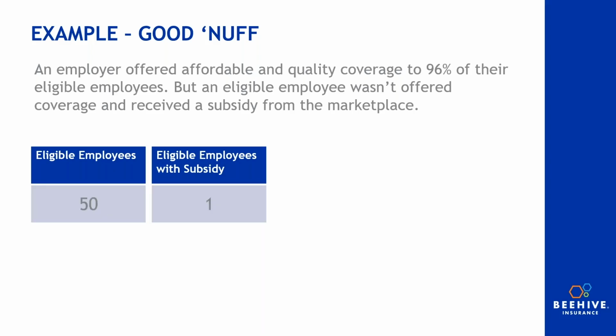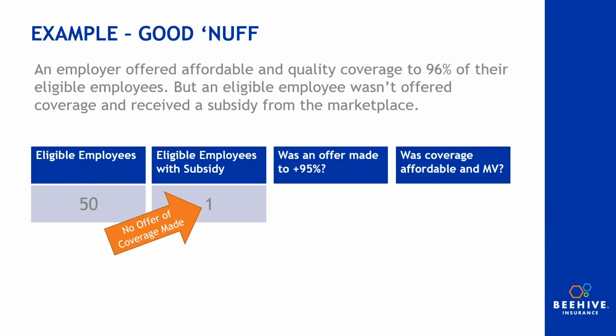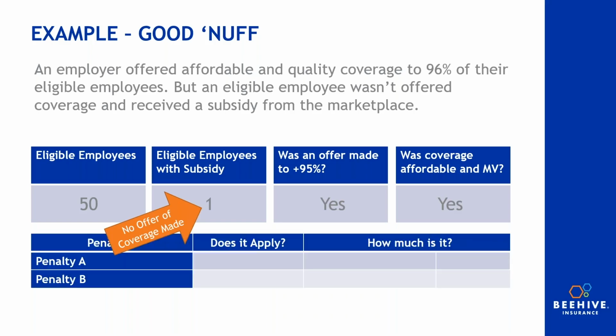So this employer has 50 eligible employees and one received a subsidy. And no offer of coverage was made to this one employee. We still get to answer yes to our other penalty questions of was an offer made to at least 95% and was coverage affordable and minimum value. Because no offer of coverage was made to this one employee, we may encounter a penalty. So let's calculate what our penalties are. Again, we're going to pick the smallest of the two penalties.